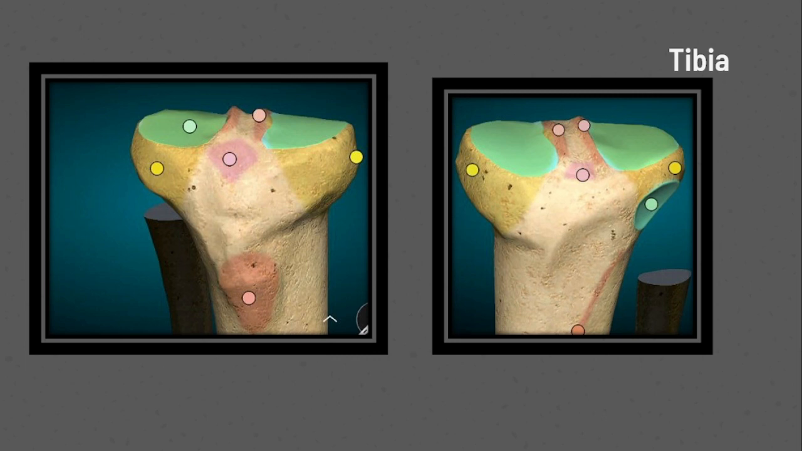Let's take a look at the tibia. The proximal end of the tibia has two condyles, on which the meniscus lays. The tibial tuberosity is very important to acknowledge because it's a common insertion for the quadriceps muscles. It's inserted in it via the patellar tendon.